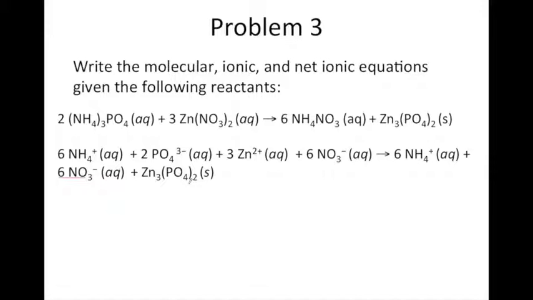And then finally, we cross out our spectator ions. If we analyze these, we should be able to see that the ammonium does not participate in the reaction, and neither does the nitrate, so we can cross those out. Once we've crossed those out, we write what we have left, and we have our net ionic equation of 2 phosphates, aqueous, plus 3 zincs, aqueous, gives zinc 3 phosphate 2, solid. Now, it doesn't matter what order you write these in. So be sure that you can write the molecular, ionic, and net ionic equations for any double displacement reaction.